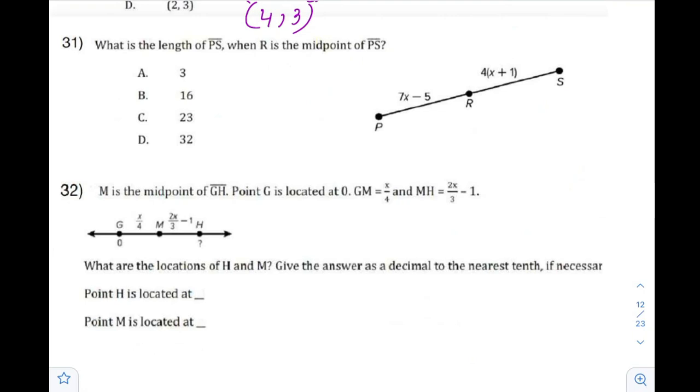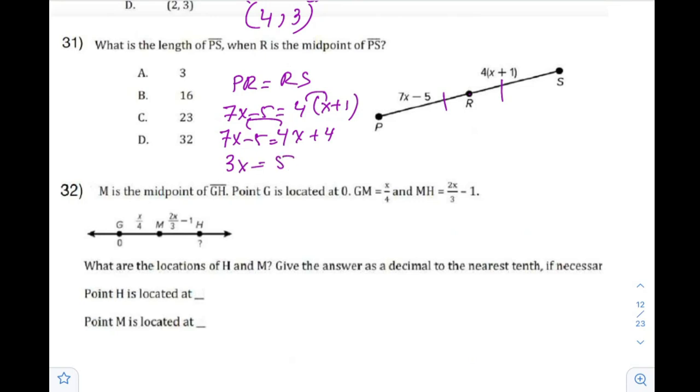What is the length of PS when R is the midpoint of PS? Midpoint means this is equal to that, so PR is equal to RS. That means 7x minus 5 is equal to 4x plus 1. It can also be said as bisected. The word bisected means نصفت, قطعت إلى نصفين متساويين. It has been halved or cut into two congruent segments. So we can solve: 3x is 5 plus 4, means 3x is 9 and x is 3.